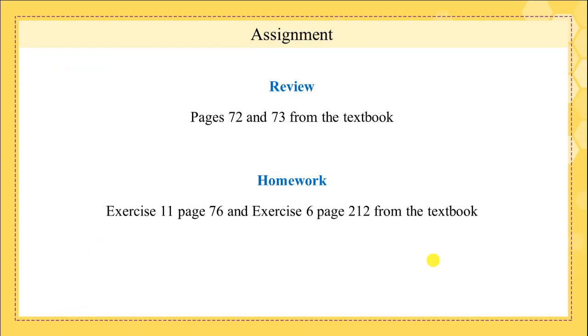Assignment. Review pages 72 and 73 from the textbook. Homework. Exercise 11, page 76, and exercise 6, page 212 from the textbook.